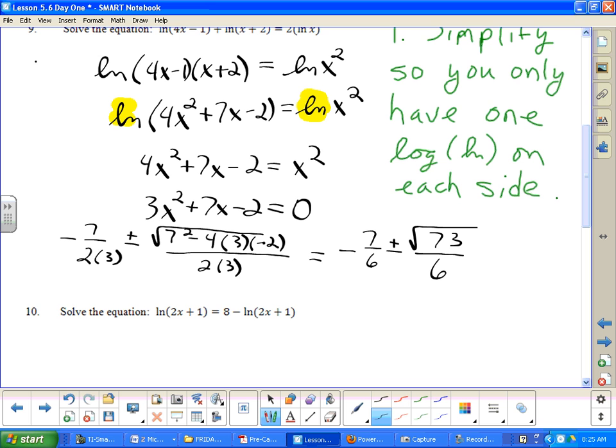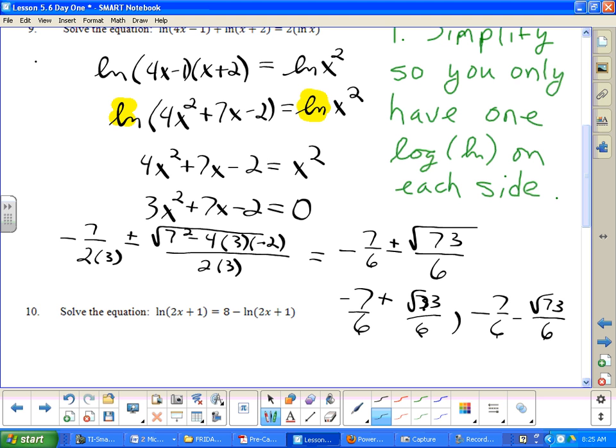This is what x equals. That's what I did right here. When I use the quadratic formula, I'm solving for x. How many answers are there here? Two answers. There's negative 7 over 6 plus the square root of 73 over 6, and there's negative 7 over 6 minus the square root of 73 over 6.